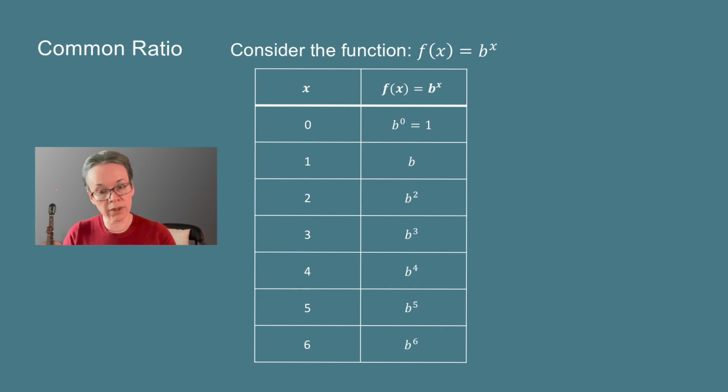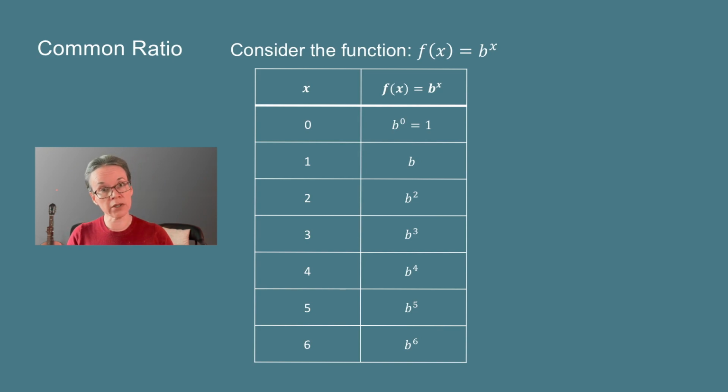When x is 1, I go back to the expression here, and I replace x with 1. So b to the 1 is just b. When x is 2, I'm going to have b squared. When x is 3, b to the third. When x is 4, b to the fourth, and so on.